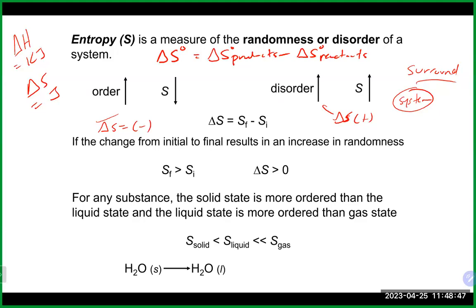So if, in the change in entropy, the final state has more energy or more disorder than the initial, that will result in a positive value for S, and again, a more negative value as we go the opposite way and we have more order.